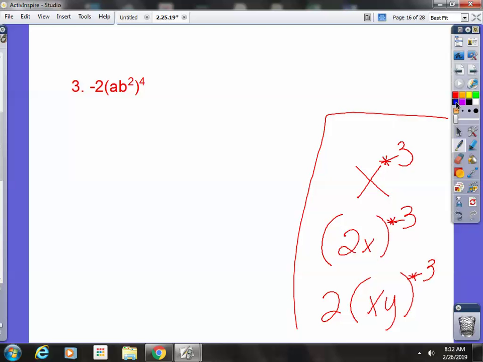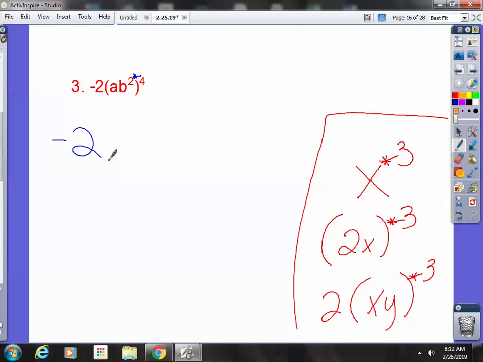So in this third example, what is that 4 zinging? Everything inside the parentheses. Now, I'm going to drop my little wand in there. That 4 is zinging the parentheses. That means everything in the parentheses is going to get taken to the 4th power. What about the negative 2? Does it get taken to the 4th power? Why? It's not inside the parentheses. So what I'm going to do is just bring down the 2. I'm not going to do anything with it. Bring down the 2.